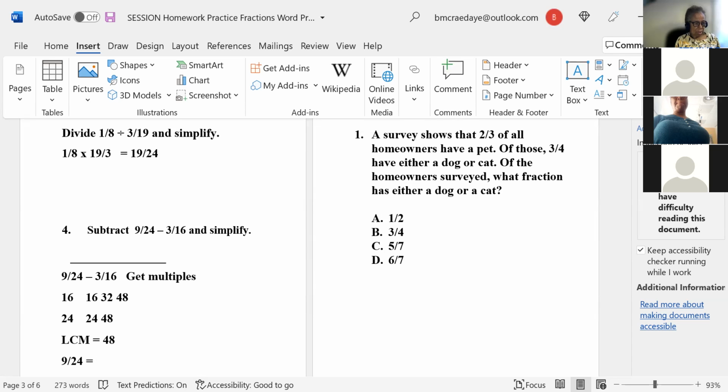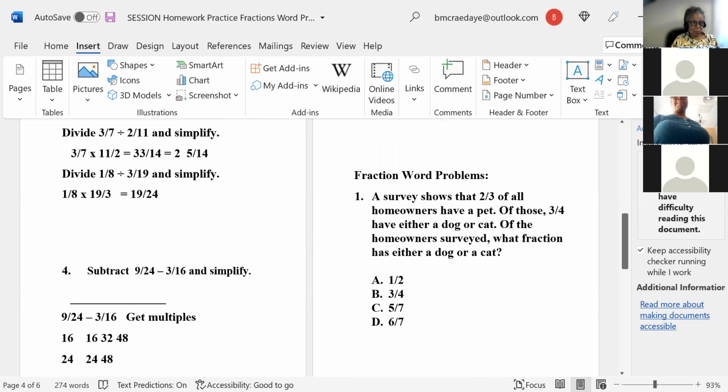9 over 24 is what number over 48? What number do you multiply by 24 to get 48? 2. So if you multiply 2 times 24, you multiply 2 times 9. So that becomes 18 over 48, right? Got it?